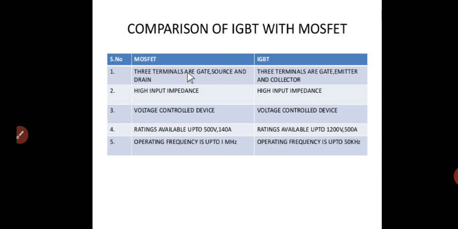Now comparison between BJT, IGBT and MOSFET. MOSFET has 3 terminals, gate, source and drain. Also IGBT has 3 terminals, gate, emitter and collector. Input impedance of the MOSFET is high. Also in IGBT, input impedance is high. MOSFET is a voltage control device. Also IGBT is a voltage control device. MOSFET rating is available up to 500 volt and 140 ampere, while IGBT is up to 1200 volt and 500 ampere. Operating frequency of MOSFET is up to 1 MHz, while the operating frequency of the IGBT is up to 50 kHz.